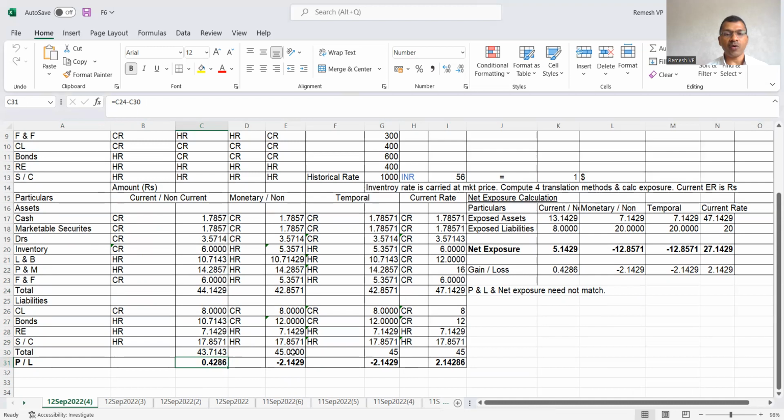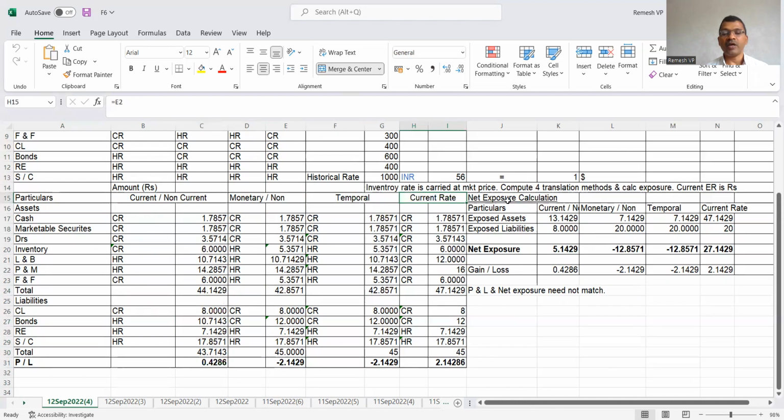Similarly, we calculate for monetary and non-monetary, where we get the total of assets as 42.8571 and total liability as 45, and the difference, that is the loss, is minus 2.1429. Similarly, for temporal and current rate.